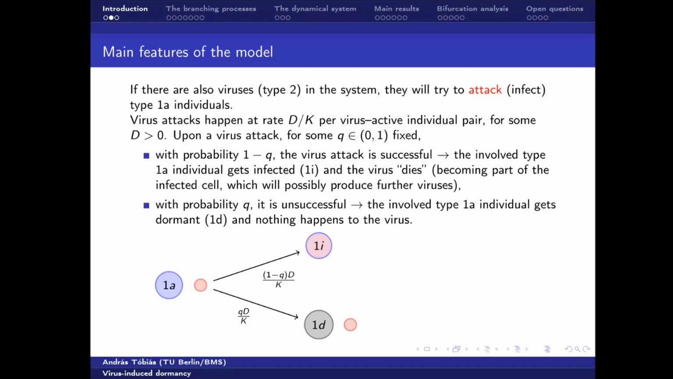The unsuccessful virus attack happens with probability q: the active individual now becomes dormant due to this contact-mediated dormancy, and the virus just stays a virus.